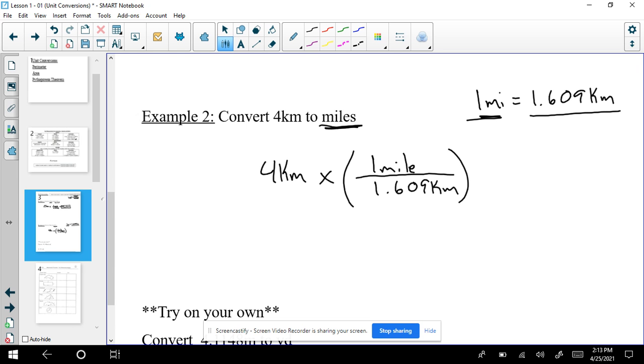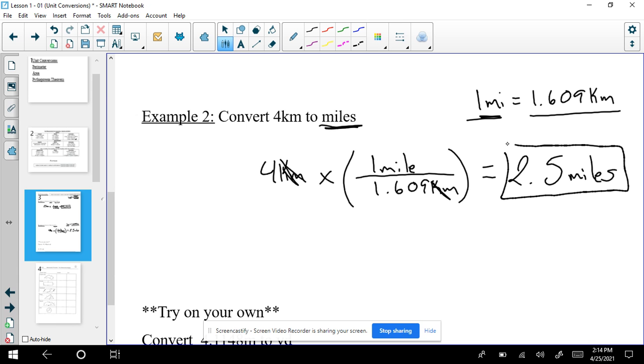So let me just get my calculator up here. So I would go 4 times whatever that is, 1.609. And I get, because these can cross out, right, my kilometers and my kilometers, so I end with miles. So I get, I'm just going to round up here, 2.5 miles. So in 4 kilometers, I have 2.5 miles.